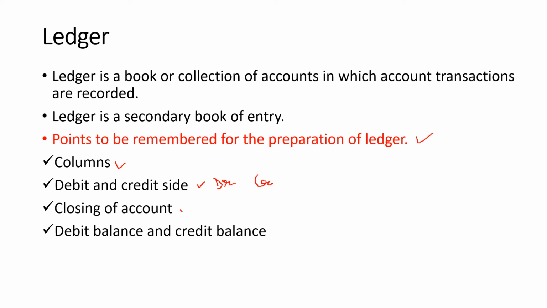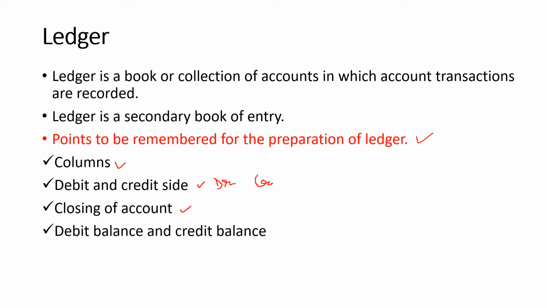Next, closing of an account. How to close the account? Now, after you have entered all the items in both the debit side and credit side, we have to close the account. Okay, at the end of the month we have to close all the accounts. So what you have to do is first see which side is more, which has got more amount. We have to check whether the debit side amount is more or the credit side amount is more.